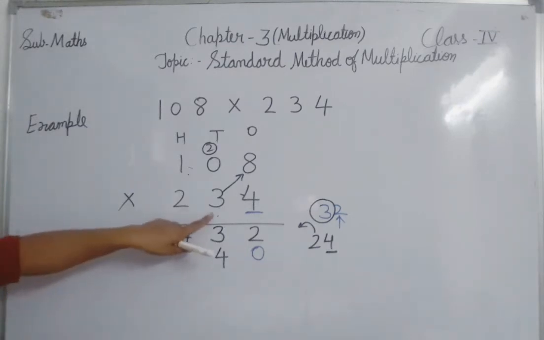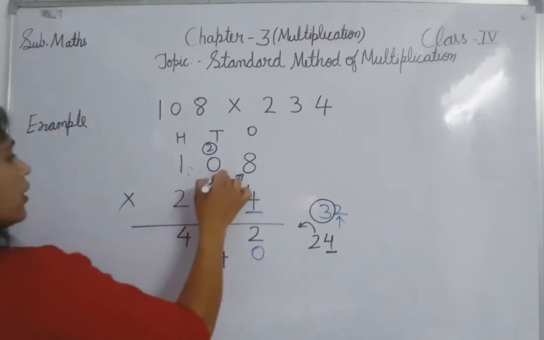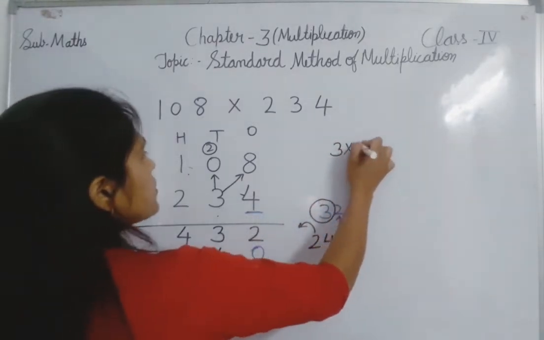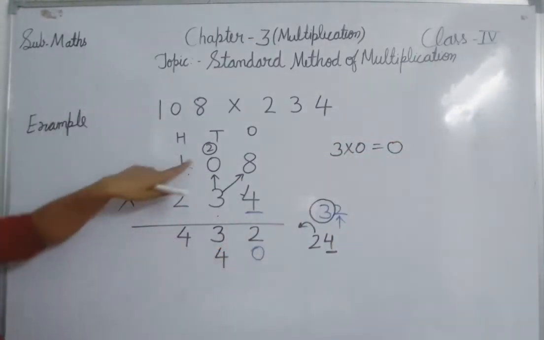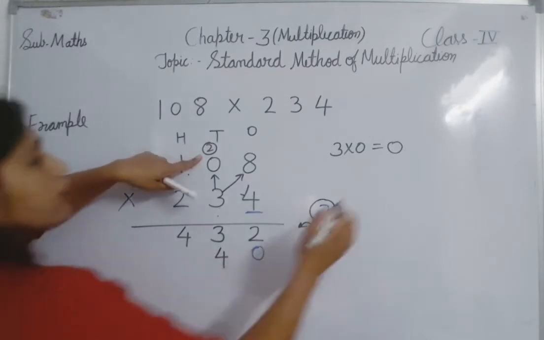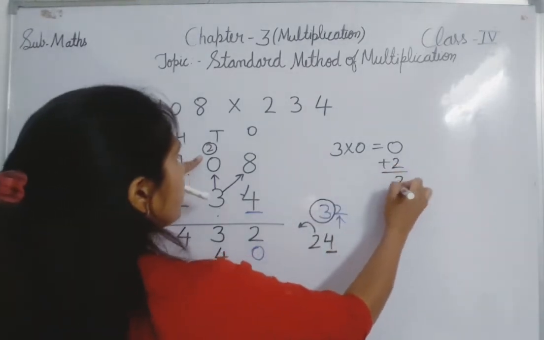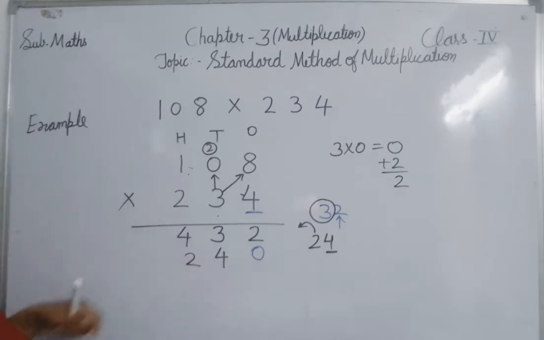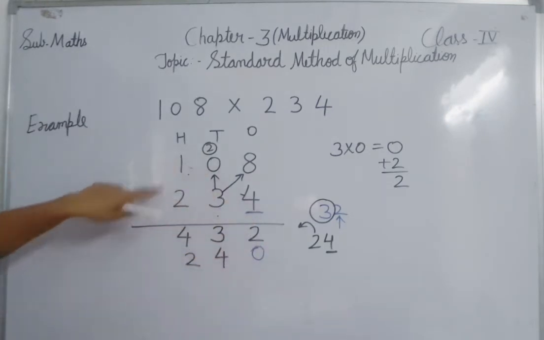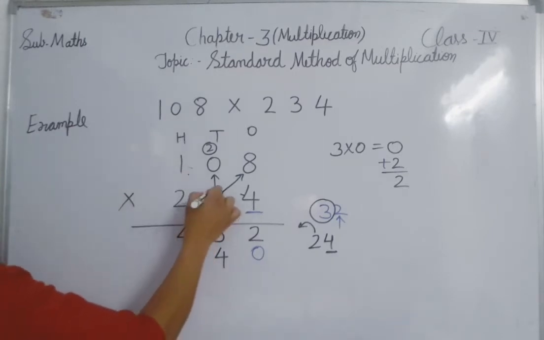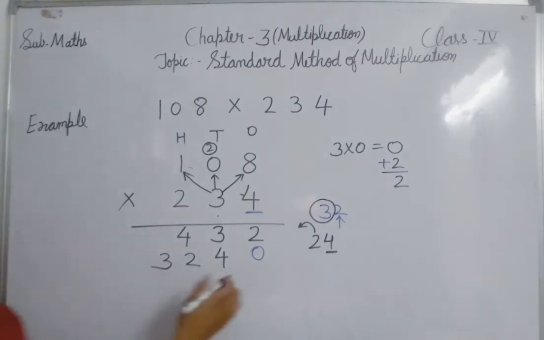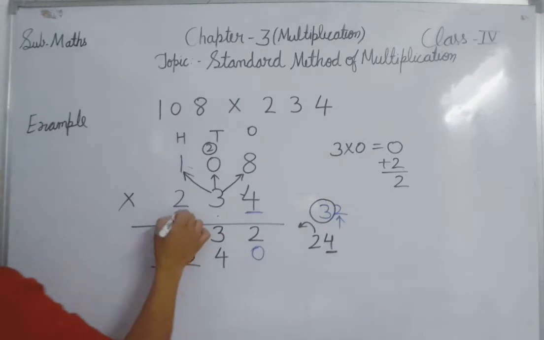Now we'll multiply 3 with 0. So when you multiply 3 with 0, you will get 0, because 3 multiplied by 0 is equal to 0, and 2 is carry here. So we have to add 2. So we will get 2. So 2 will come here. Now 3 ones are 3. 3 will come here. Clear? Now we will multiply the 100 house.